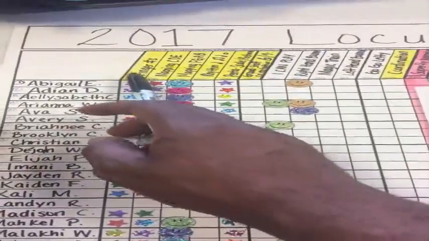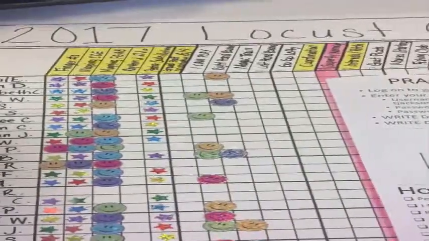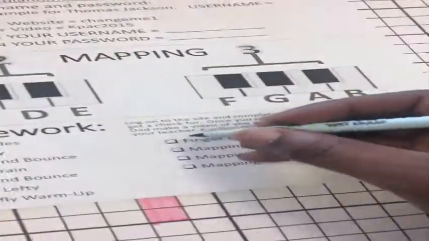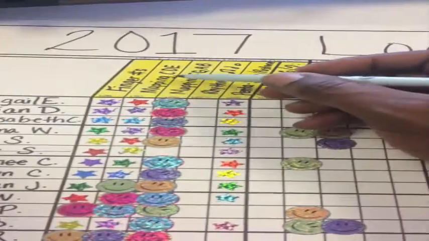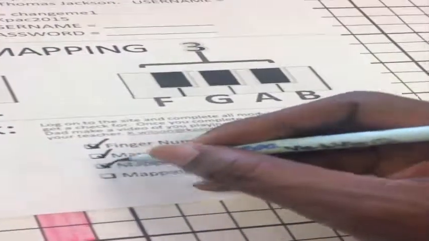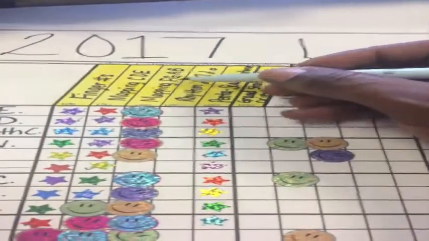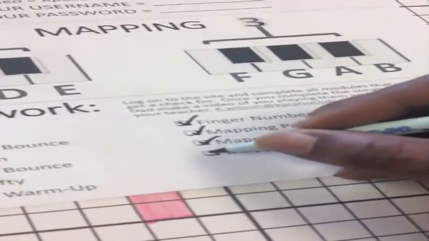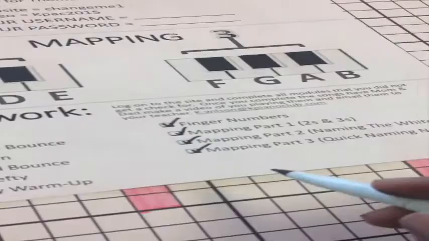Okay, right here, by your child's name or students, if you got points for finger numbers, you're going to put a check right here. So you know what your homework is. You already got finger numbers done. If you got points right here on mapping CDE, you're going to put a check here on mapping part 1 and mapping part 2. If you got a check here on mapping FGAB, that means you got mapping points on all of them. You're going to put a check all the way through there. That means you got all 3 of those done.